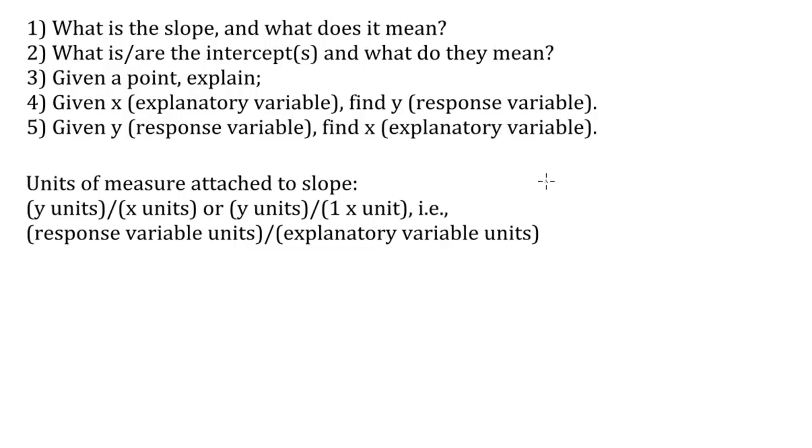Another thing we'd like you to know is that as far as interpreting the slope, it's a lot easier to do that if you are aware of the units of measure that are attached to the slope. To put them in intermediate algebra terms, the units of measure are always y units divided by x units, or if you prefer, y units divided by 1 x unit. In other words, you can give it as a unit rate. To put it in statistics class terms, we would say the units of measure are response variable units divided by explanatory variable units. All three of those are saying the same thing, effectively.